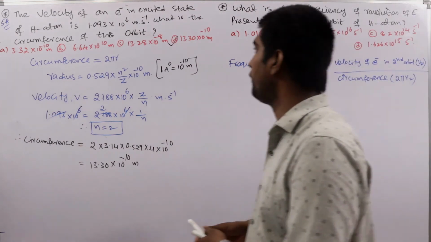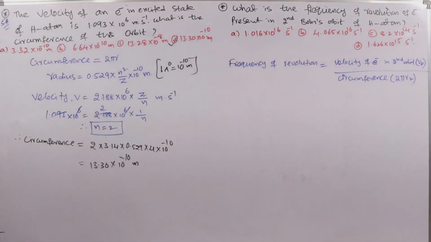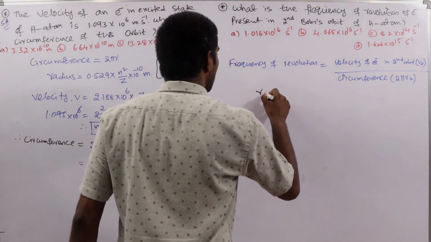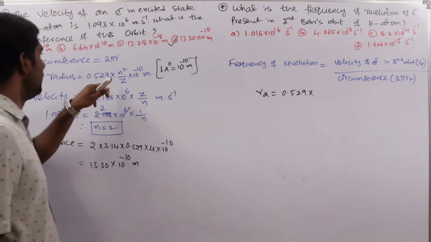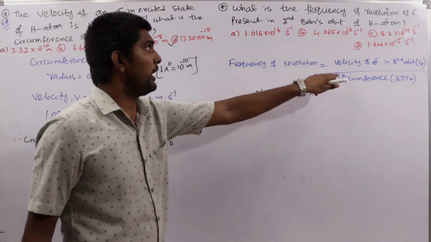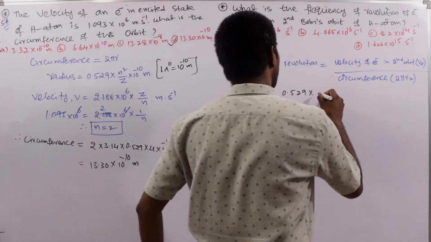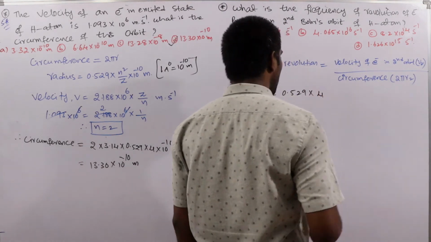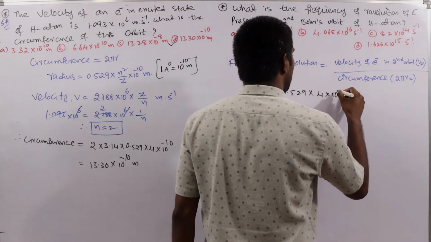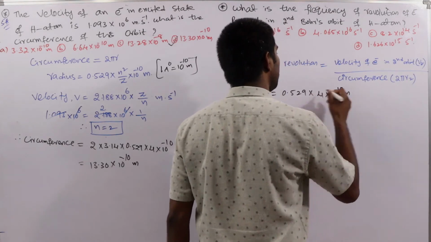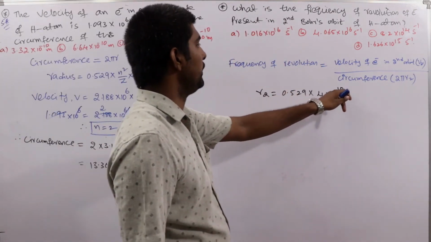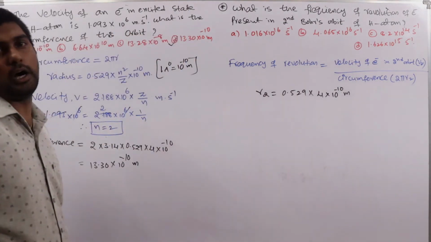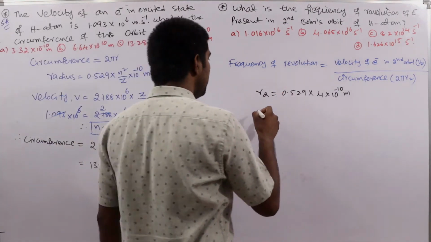So here we have the formula for radius. r2 is equal to 0.529 into n square. So n is equal to 2, already they have given. 2 square is equal to 4 into 10 power minus 10 meter. We take it in the meters. So 0.529 into 4 into 10 power minus 10 meter. This is r2. Next, we need V2.